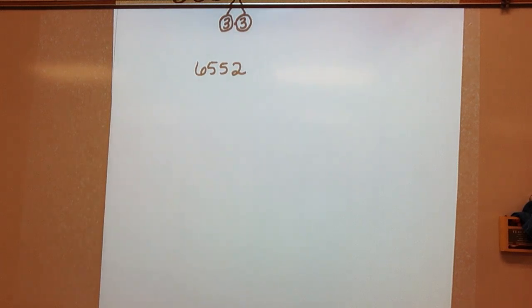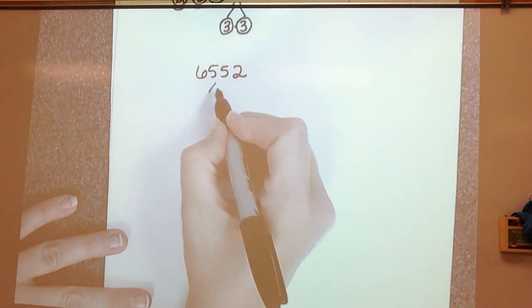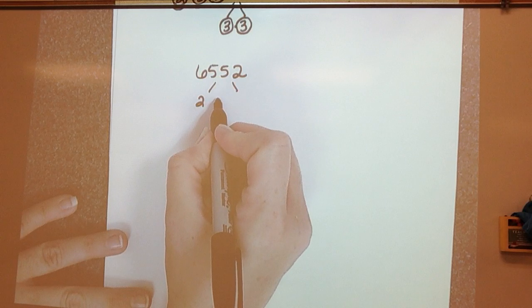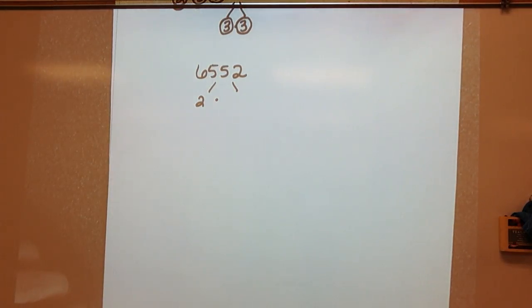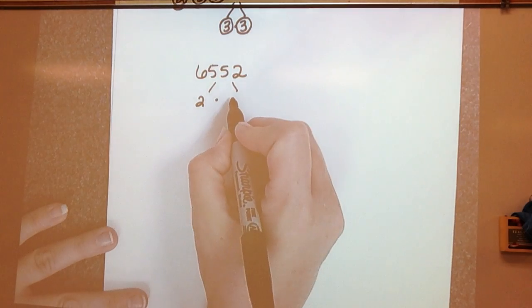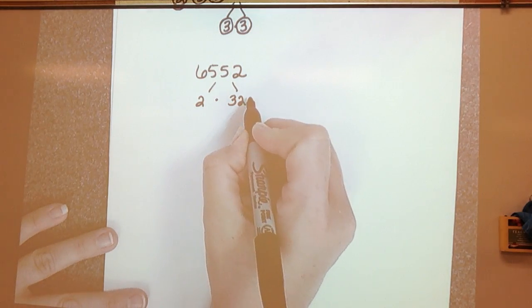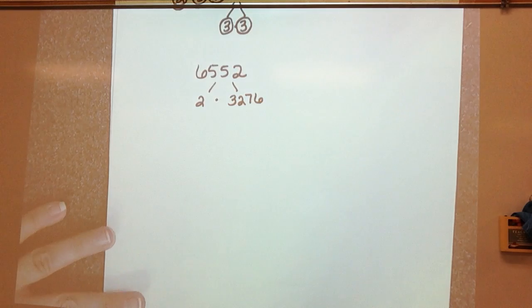The nice thing is this one does end in a 2, so you know it's not a prime number. You know that 2 will go into it, 2 times something. So 1 times 6,552, and 2 times something will go into it. So I can go ahead and divide that by 2. So 2 times, all right, which would be 3,276.